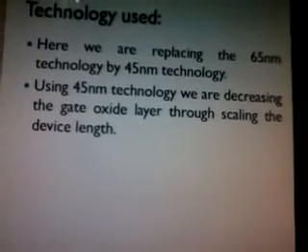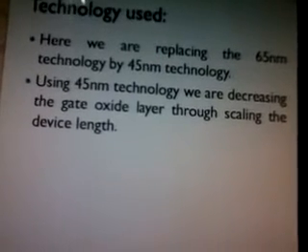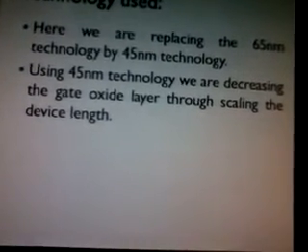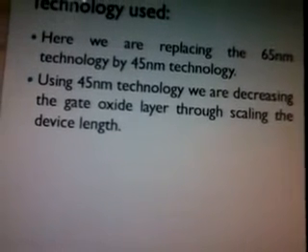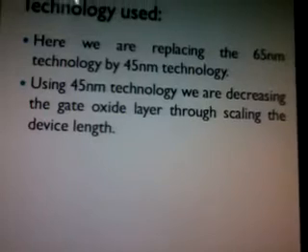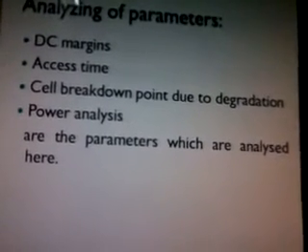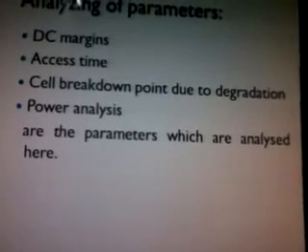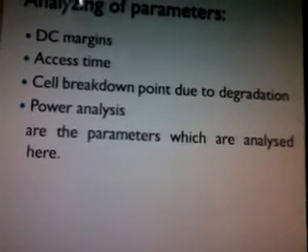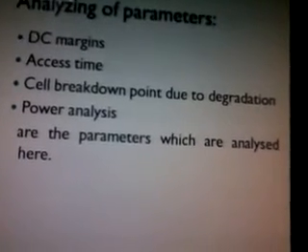The advantage of 45 nanometer technology is that the size of the transistor is so small that we can fabricate more transistors in a small area, so the area of the transistor also reduces. The parameters we are going to analyze here are DC margin, access time, cell breakdown due to degradation, and power analysis. These are the four parameters we are going to analyze in this project, while also maintaining the performance of the CMOS devices.